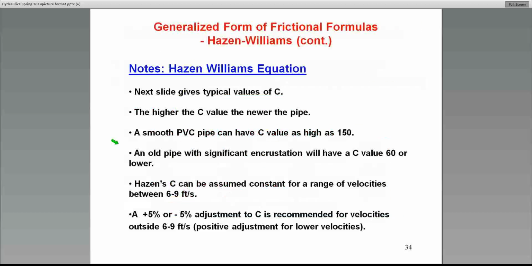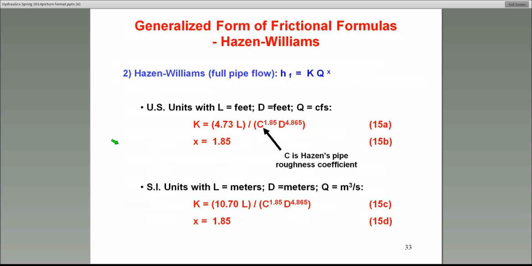Yeah, here it is, this equation. Basically, for Hazen-Williams, if you remember, we talked about the head loss equation due to friction as KQ to the power x. One of the participants is asking where you get this 1.85 from.